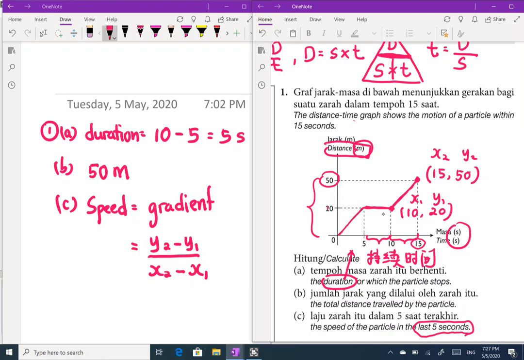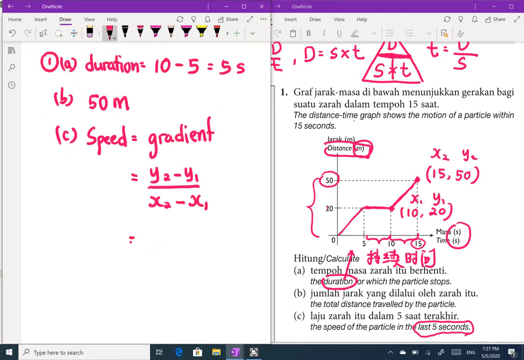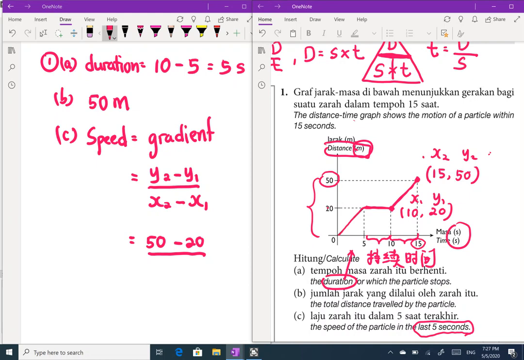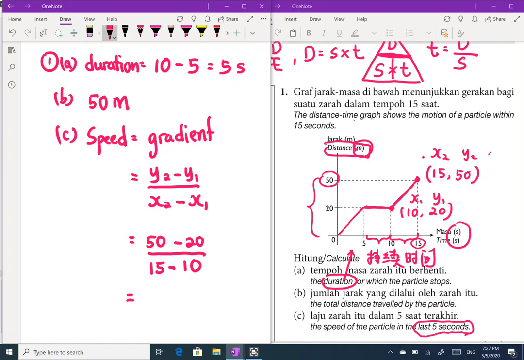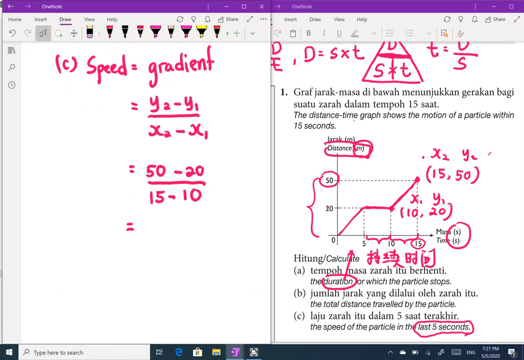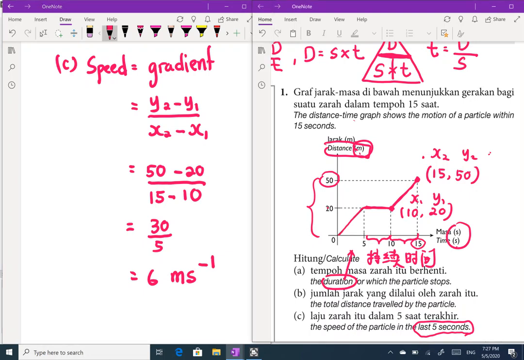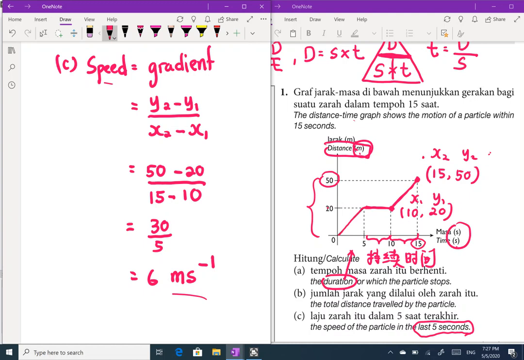I can treat any point as x2, y2. So, 50 minus 20. Remember, you start from this point, you must start from this point also. So, 15 minus 10. So, it is equal to 30 over 5, so it is 6 meters per second. Okay? So, meters per second. This is the speed.